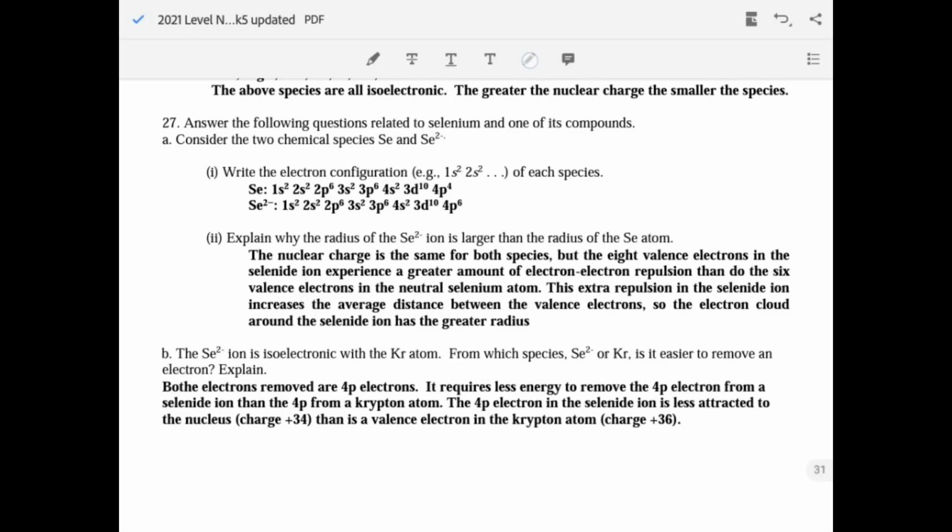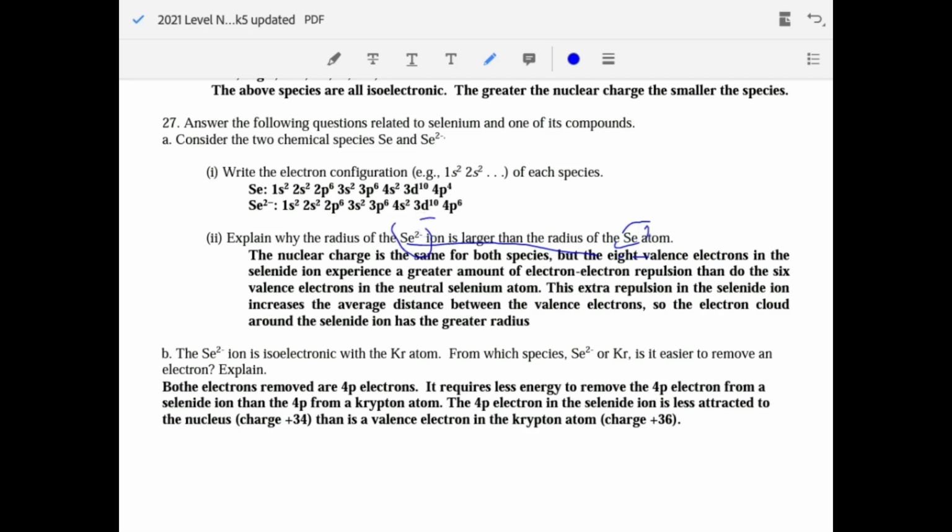And then for 27, you have Se and Se2 minus, and then you just write the electron configuration, it's memorization, 1s2, 2s2, 2p, and then you have all these. So for the ion, which is 2 minus, you have to add 2 more. And then explain why the radius of Se2 minus is larger, simply because you're adding electrons to this Se atom. So obviously this one will be larger because you're adding more.